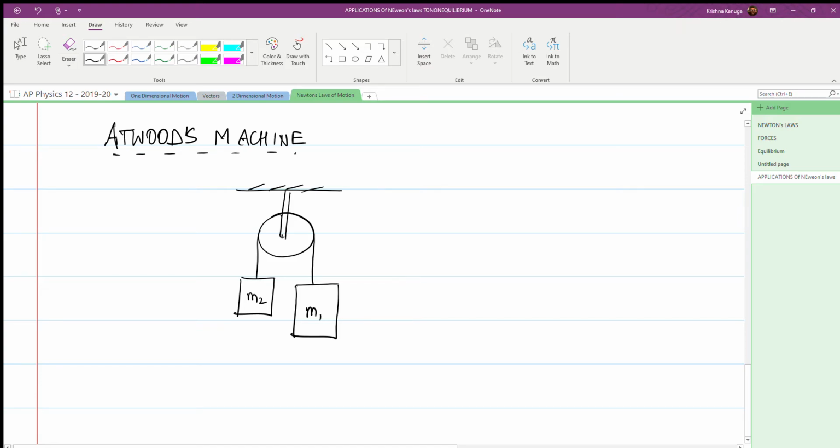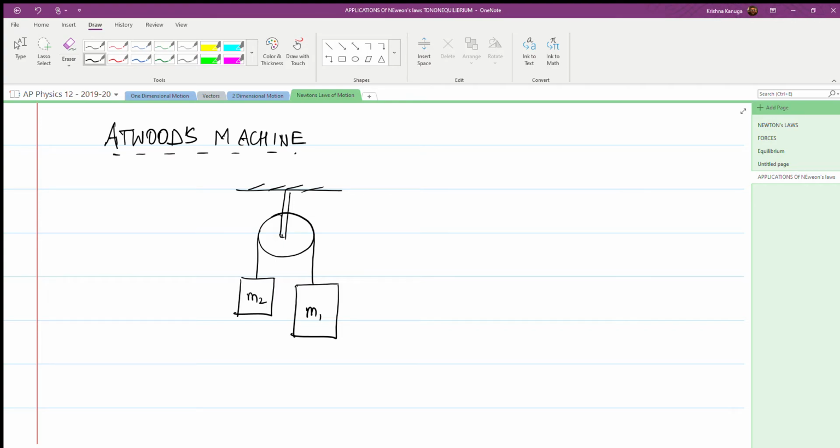Okay, so in this video, we will solve the Atwood's machine problem. The Atwood's machine is a simple machine. It's got two blocks of masses M1 and M2 connected by a string that passes over a smooth pulley. The string that passes over the pulley is massless and frictionless, which we already said was going to be the case until we hit rotational dynamics.